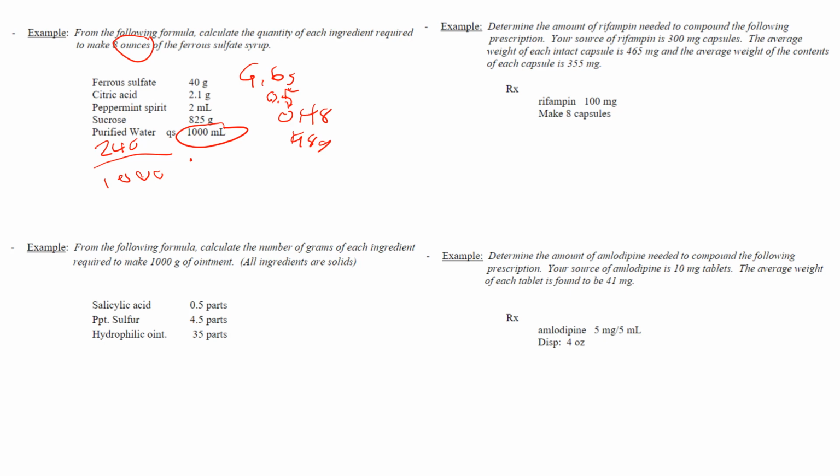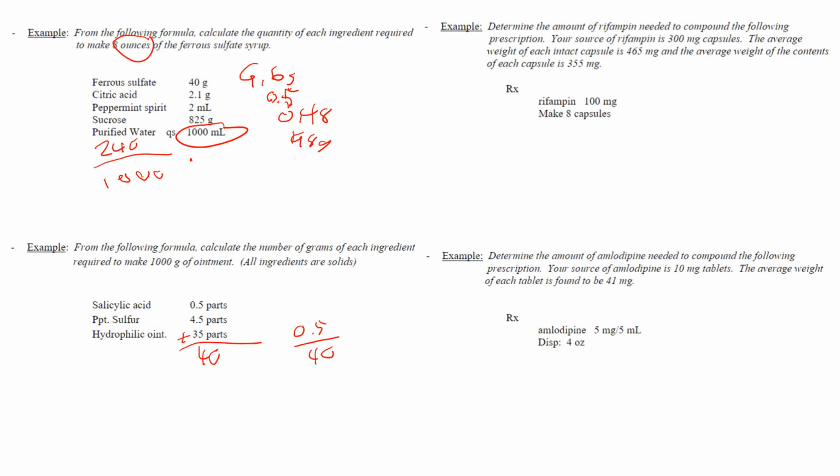For this next one, its ingredients might be expressed in parts of a whole. That's kind of what we just did in a way. But we know we can set these up as fractions, right? So how many parts do we have total? That's the first step to solving any of these. So we need to add our parts. We have 0.5 plus 4.5 plus 35. So we have 40 parts total. And we know that, for example, 0.5 of those 40 parts are salicylic acid. And that's how we'll set it up for each problem.